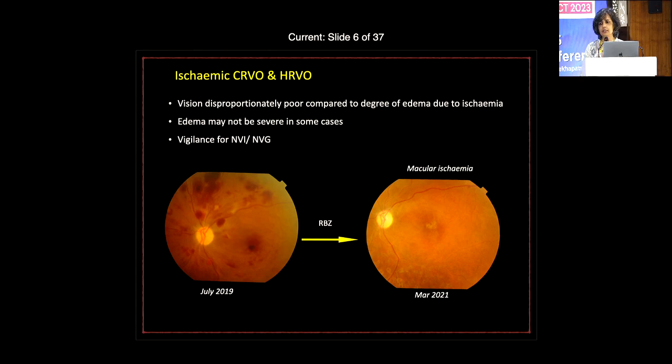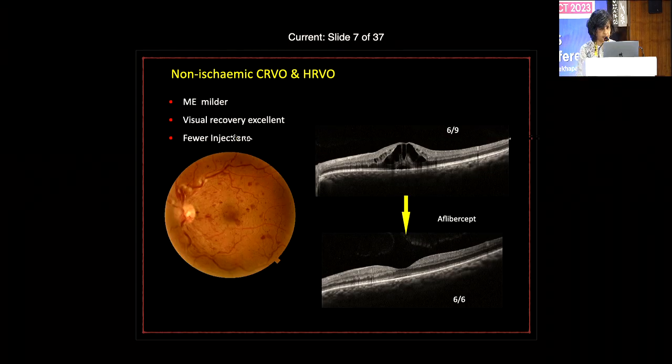Sometimes, in fact, the ischemic CRVO may not present with much macular edema, but it goes very rapidly into macular ischemia, as you see on the other slide. In these cases, very high vigilance is required for neovascularization of the iris. In non-ischemic CRVOs and HRVOs, the prognosis is much better, with fewer injections and very good visual outcomes.